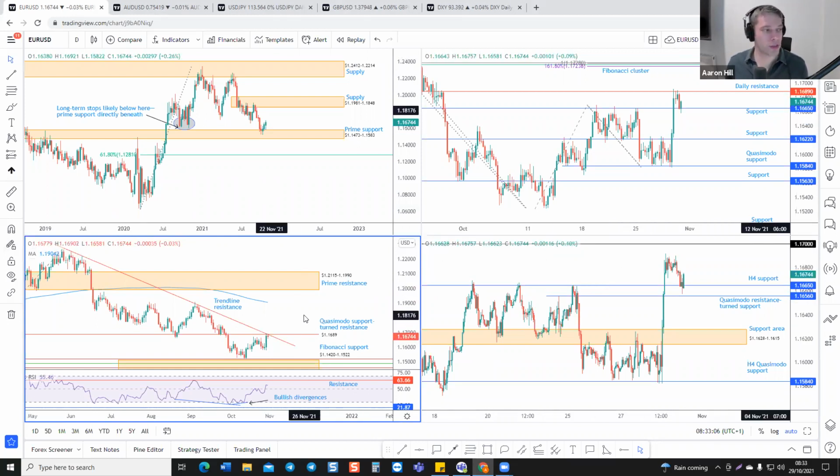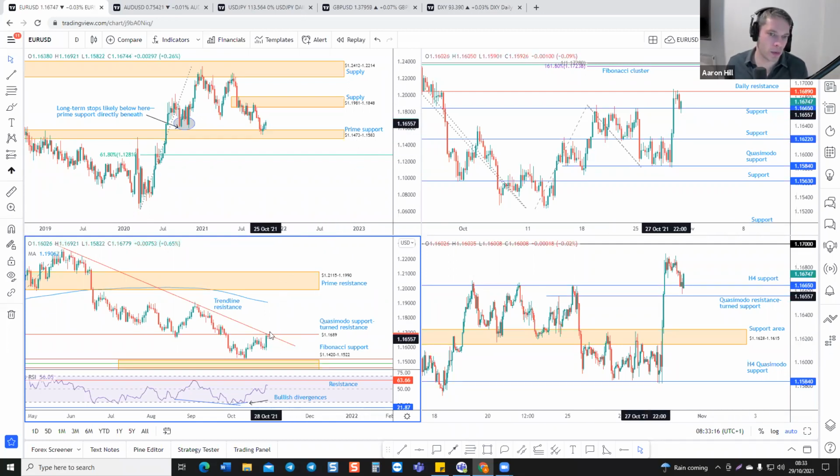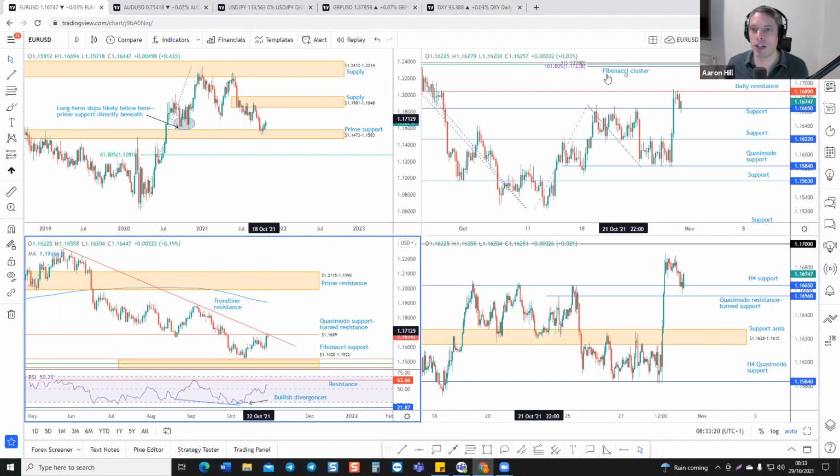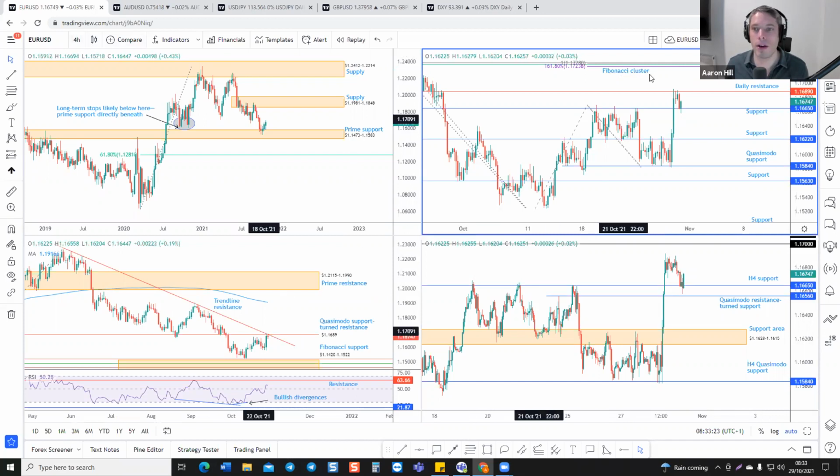The flip side to this, of course, is weekly buyers, as I've said, powering higher from prime support on the weekly scale at 14.73, 15.83. And this could push price through the noted resistances and make a beeline for the Fibonacci cluster. This is the H4 timeframe, and the Fibonacci cluster comes in between 1729 and 1724. So do keep an eye on this Fibonacci cluster, as it's an interesting area should we break above the noted resistances on the daily and the H1 timeframes.